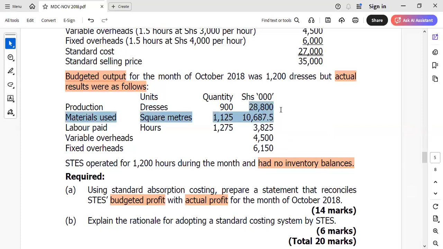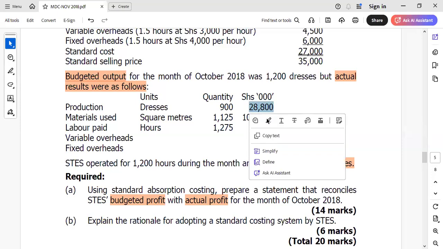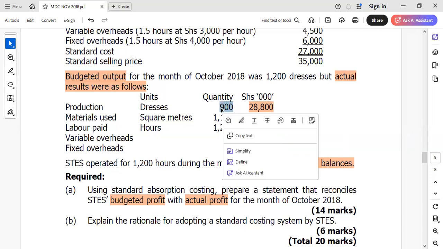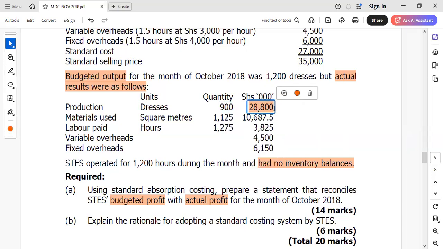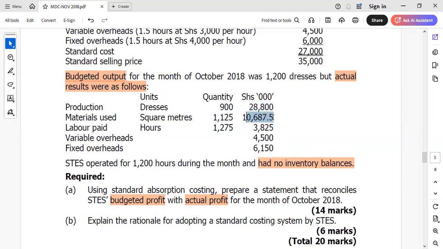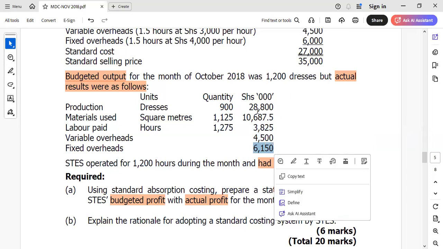So what do you do as you get your actual profit? Get your revenue. This is the actual revenue. From what you managed to produce, you received this. So get this total revenue minus all costs. The costs for materials, the cost for labor, the cost for variable overheads, then the fixed overheads. The balance will be your actual profit.